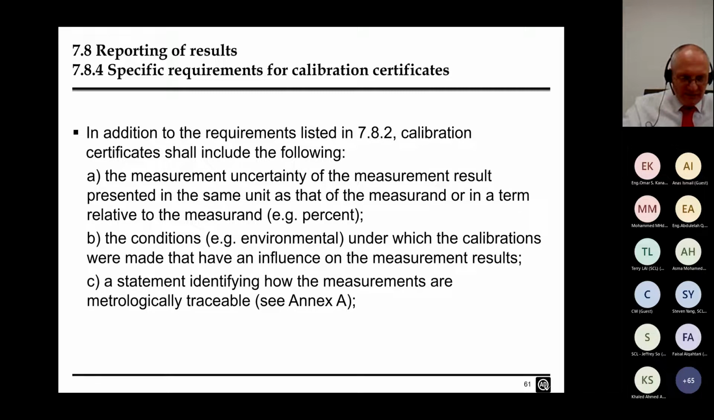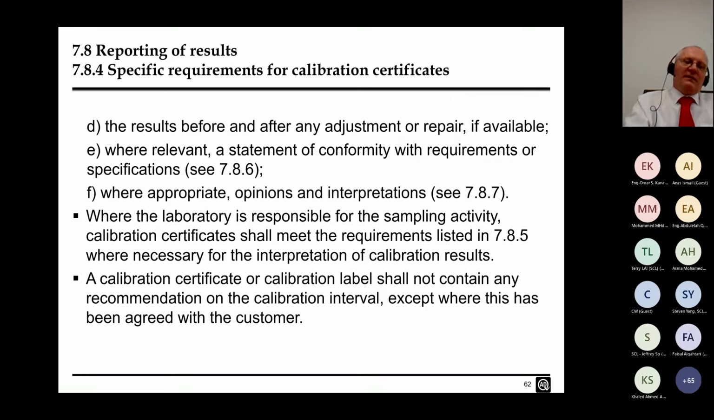And you need to include a statement identifying that the measurements are metrologically traceable. If you've done any adjustment or repair, and you did measurements before and after, then you need to record both of those. If there's a statement of conformity with requirements or specifications, then you can include that. There's more information on that in 7.8.6 later. Where appropriate, opinions and interpretations, which is in 7.8.7.